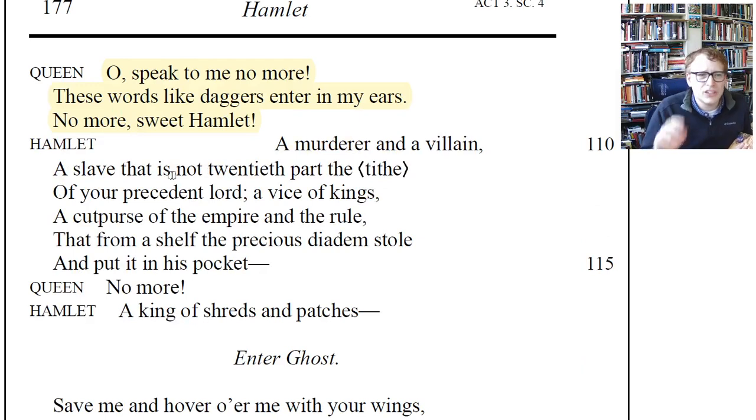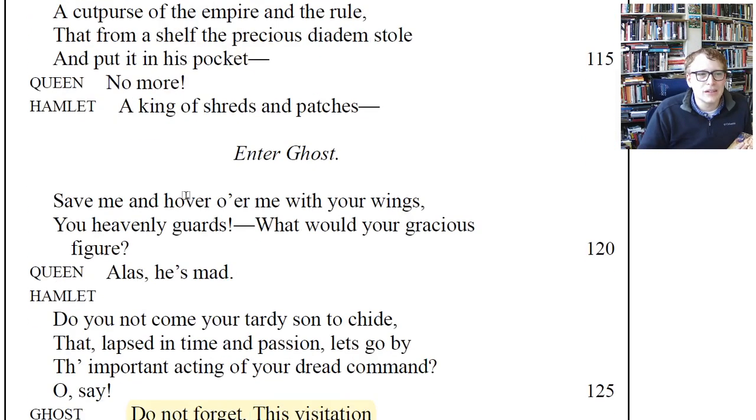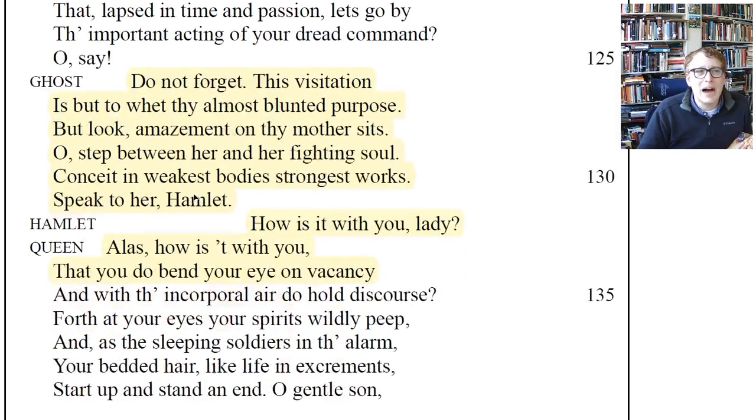Hamlet gets so agitated here, the ghost reappears. And the ghost reminds Hamlet what he's supposed to do. And the ghost in Act 1 had said, leave your mother to heaven. You are not to kill her, not to hurt her, leave her be. And the ghost reminds him, do not forget, this visitation is but to whet thy almost blunted purpose. My visitation to come see you right now, Hamlet.